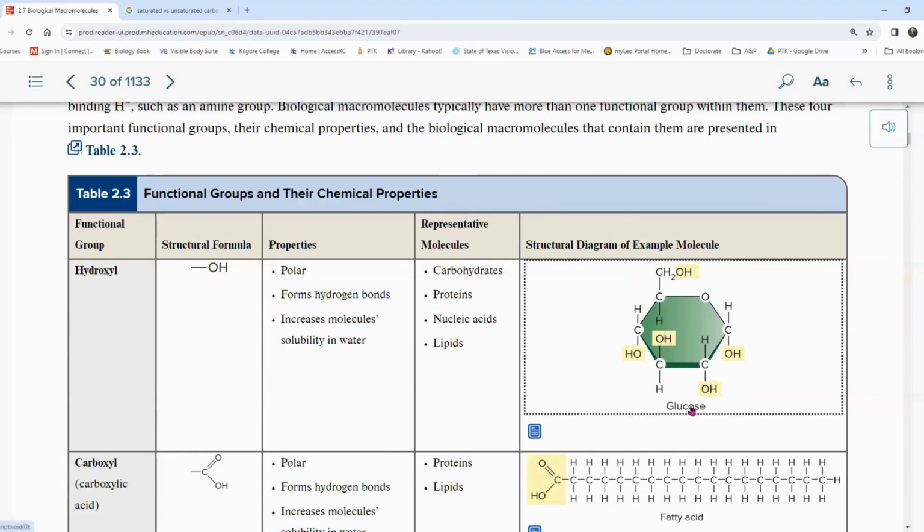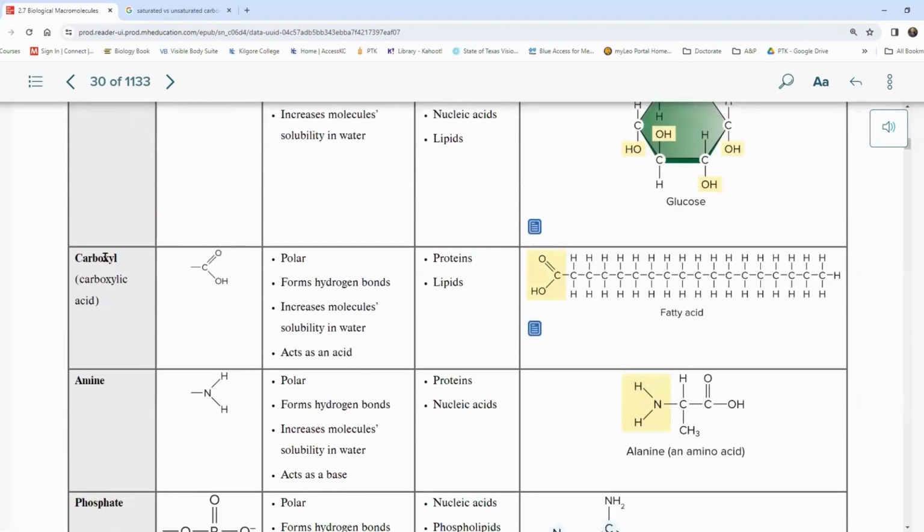This structure here is glucose. You see there are many hydroxyl groups in there. This is what is essentially polar and allows water to bind to it and dissolve it. You have a carboxyl, which is a carboxylic acid. Carboxylic acid has a double-bonded oxygen and then one bond to a hydroxyl group. This can be found in proteins and lipids.